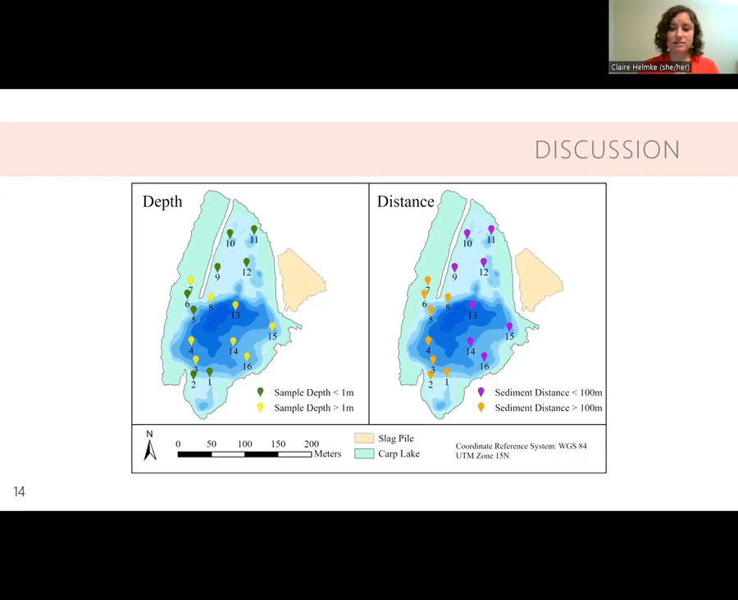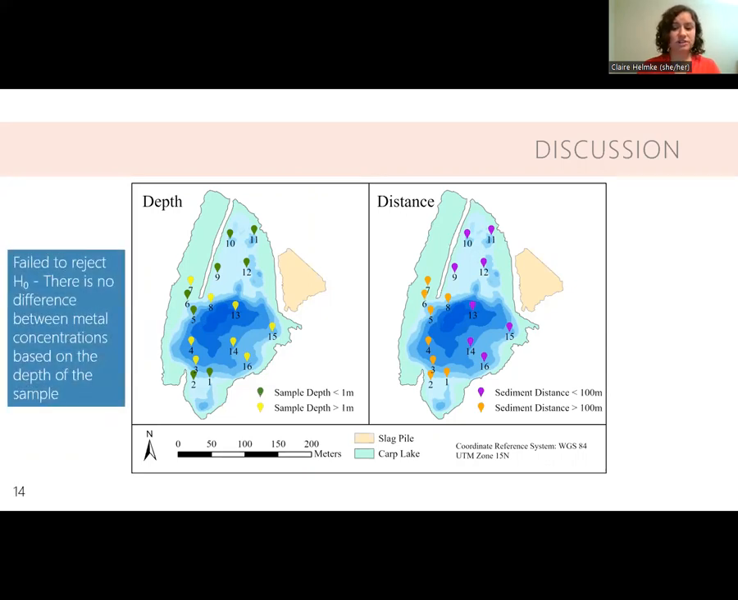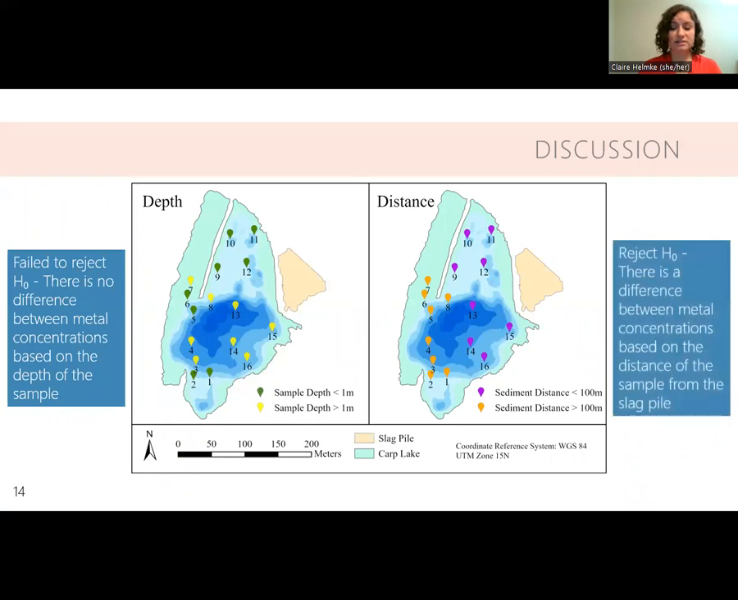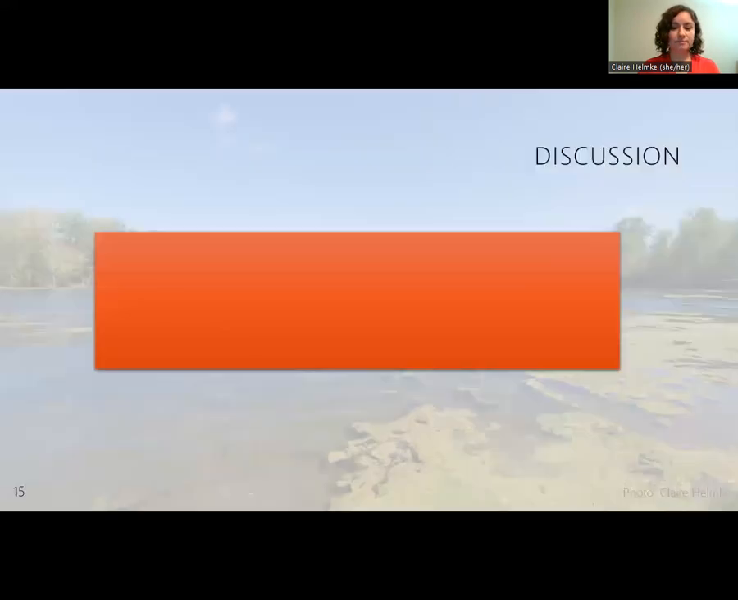The t-test results looking at the depth of metal concentrations did not result in a t-value greater than the critical value, and so we failed to reject the null hypothesis, meaning that there is no difference in the metal concentrations based on depth. For the t-test results looking at the concentration based on distance, the t-values were greater than the critical value and our p-values were less than 0.01, allowing us to reject the null hypothesis and find a statistically significant difference in metal concentrations based on the distance from the edge of the slag pile.